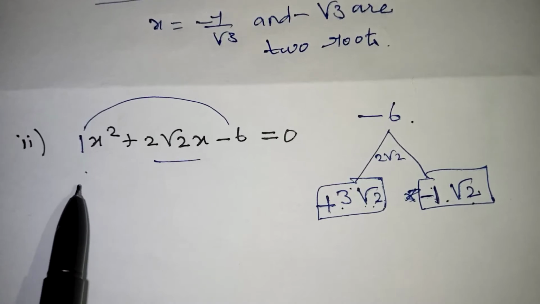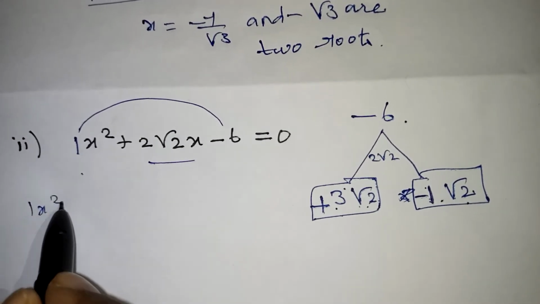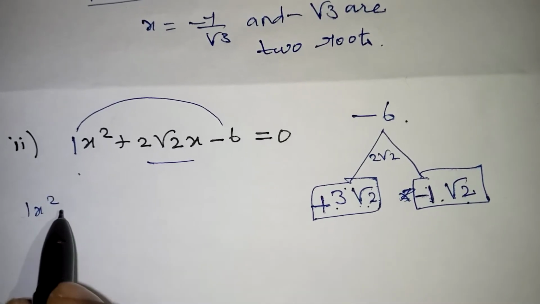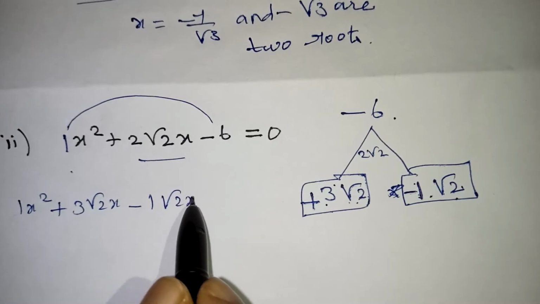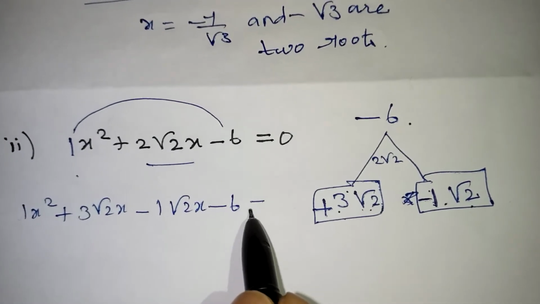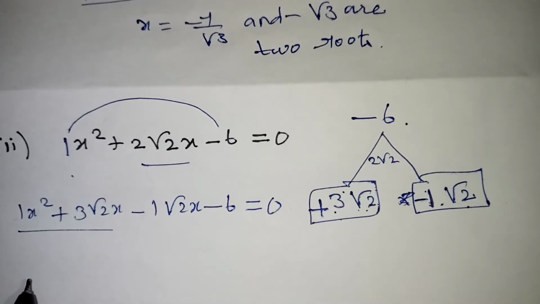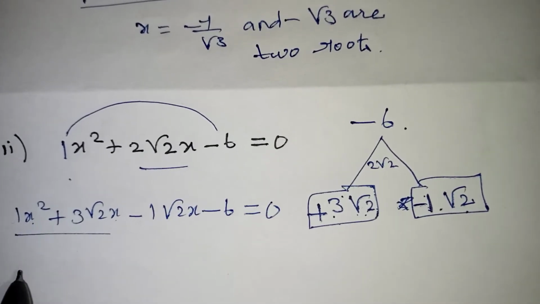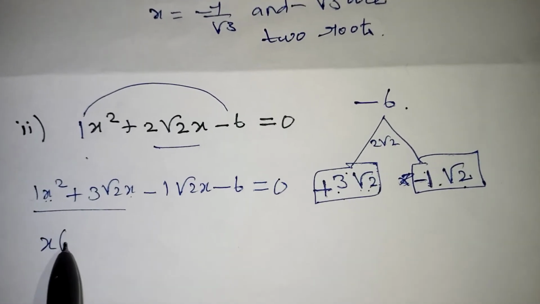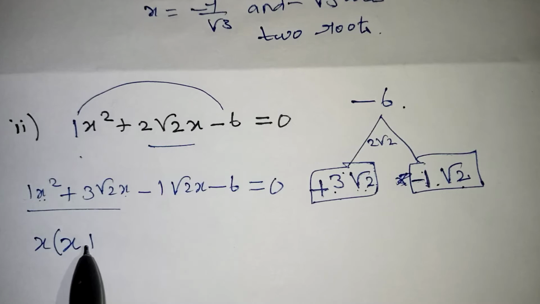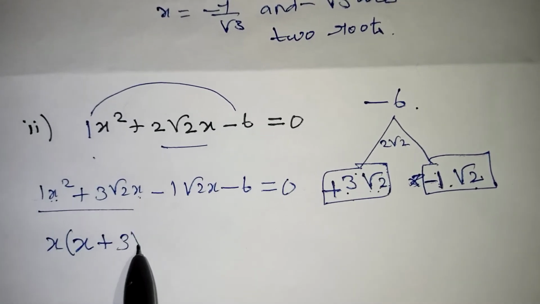So let us take the first term and the last term as it is. So this is 1x squared. 2 root 2x will be replaced as plus 3 root 2x and minus 1 root 2x. And the last term also should be taken as it is, equal to 0. From the first two terms, we are taking the common term outside. X squared and x, so x is common. From the x squared, we have taken the x outside. One more x will be staying inside. From the plus term, we have taken this x outside. The remaining is 3 root 2.